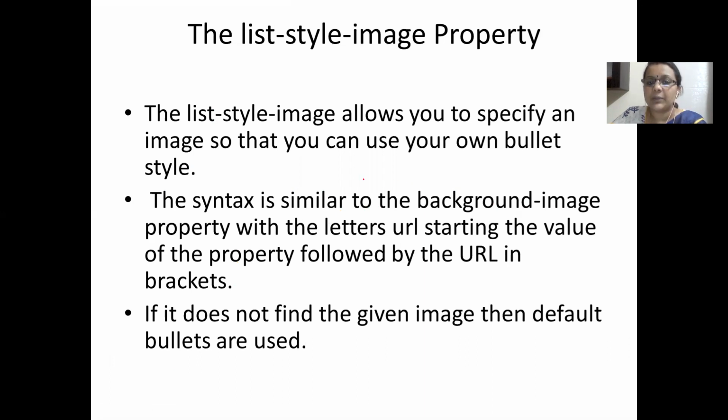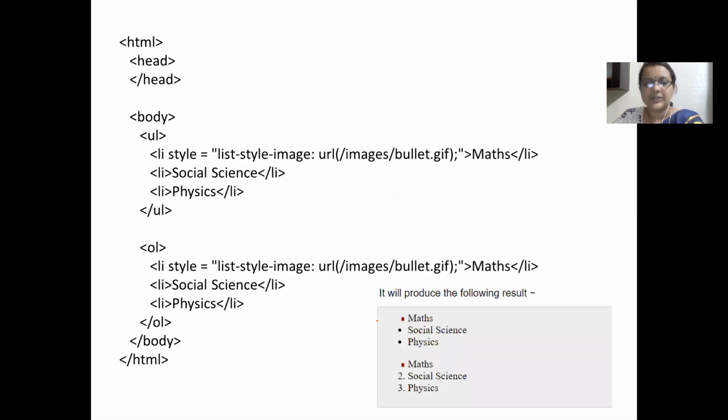Background image you may have studied in your HTML, like in the image tag or background, BG color, background image. The same way, here the syntax is similar to the background image property, with the letters URL starting the value of the property, followed by the URL in brackets. I will show you an example so it will be clear. If it does not find the given image, then default bullets are used.